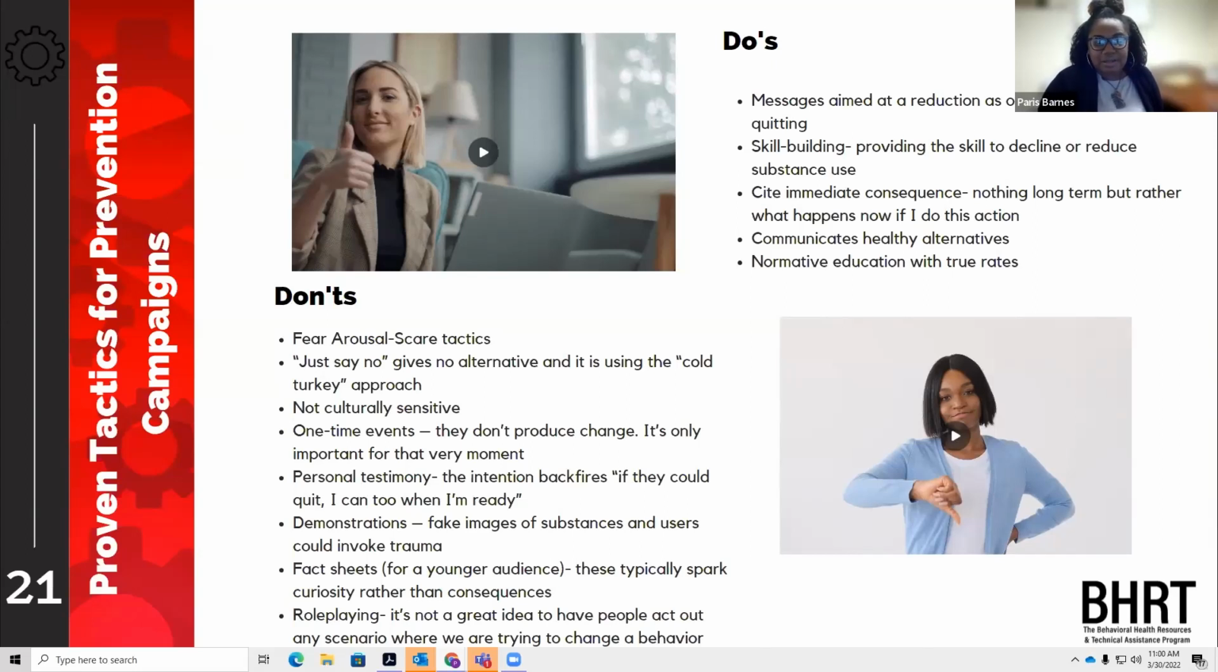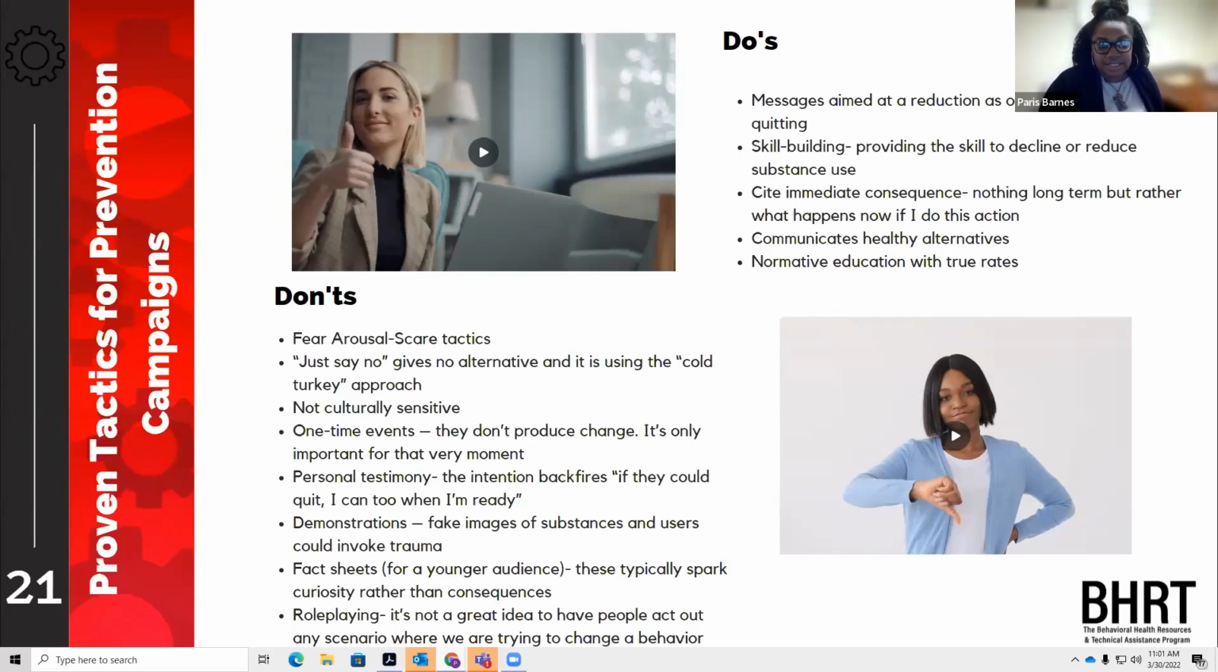Personal testimonies, they don't really work because it can backfire. What people always think with personal testimonies is, cool, if they quit, I can too, but when I'm ready. So sometimes personal testimonies backfire because there's going to be that person that believes that they're invincible and that just because they quit, that's great, and then I can do it when I'm ready. Demonstrations of fake images and substance use can be traumatic for someone who is recovering or someone who is still actively using. A demonstration and an advertisement of someone using said substance can be extremely traumatic, and it oftentimes gives negative or adverse effects.